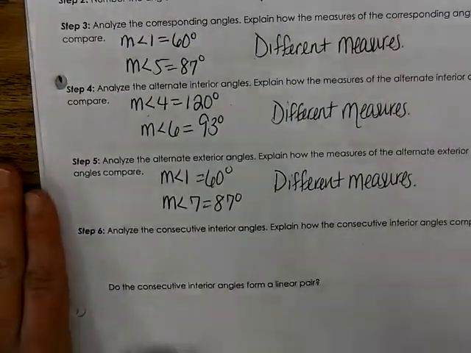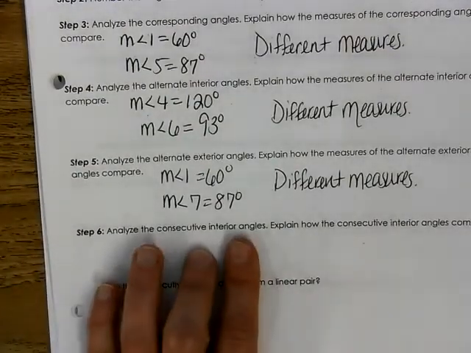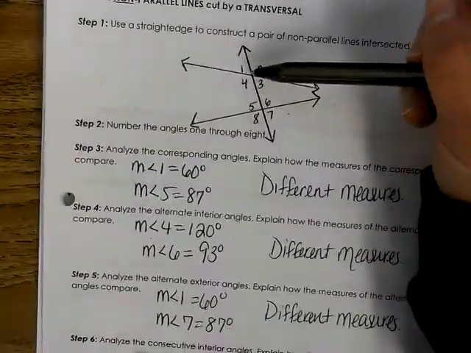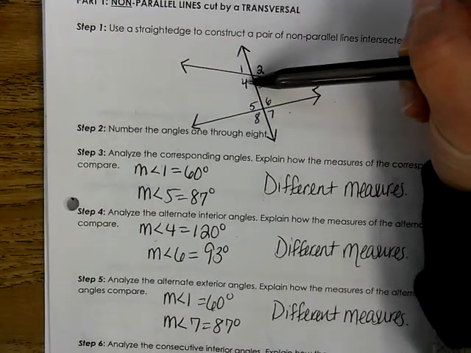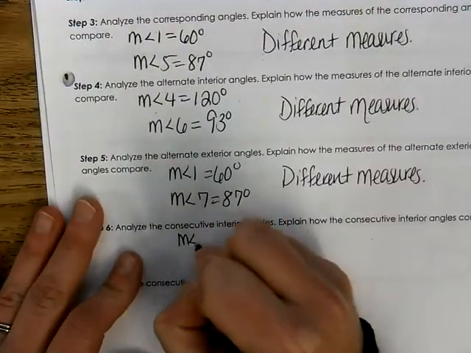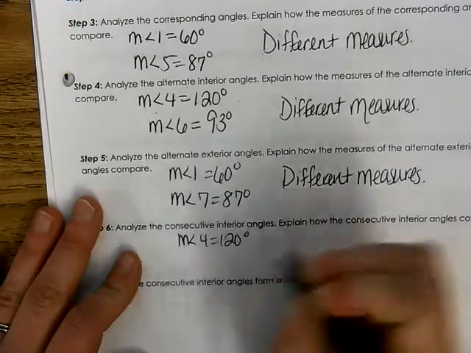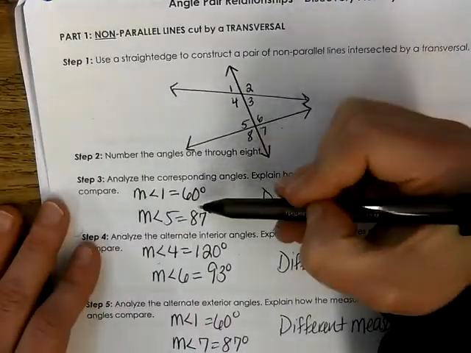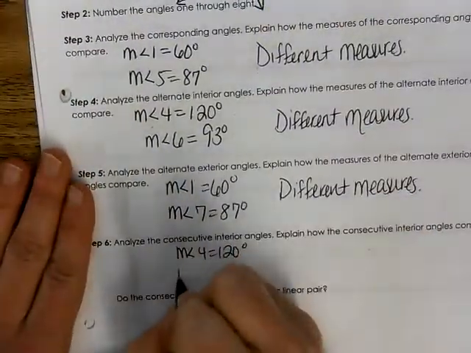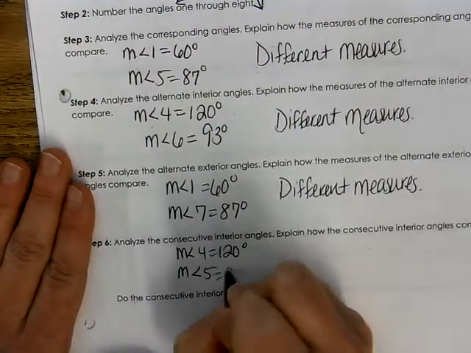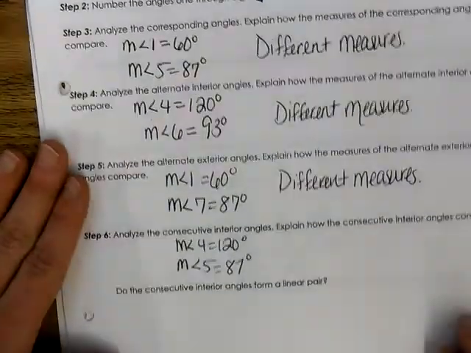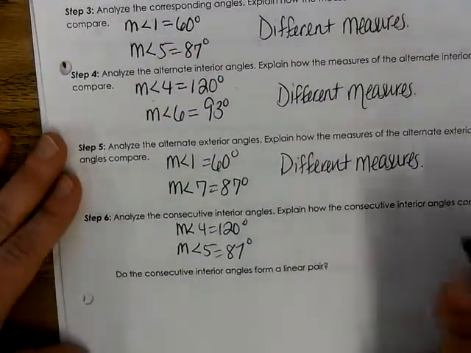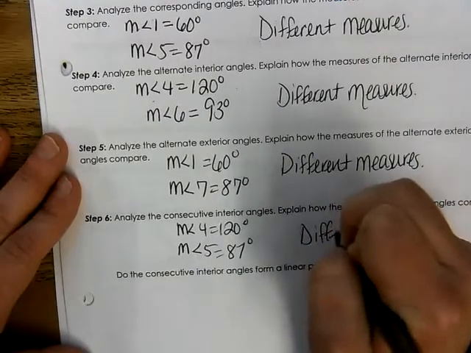So now let's look at consecutive interior angles. Remember, consecutive interior angles are on the inside and the same side of the transversal. I already know the measure of angle 4 is 120 degrees, and the measure of angle 5 is 87 degrees. It's asking to explain the relationship between consecutive interior angles, and I see that they are different measures.